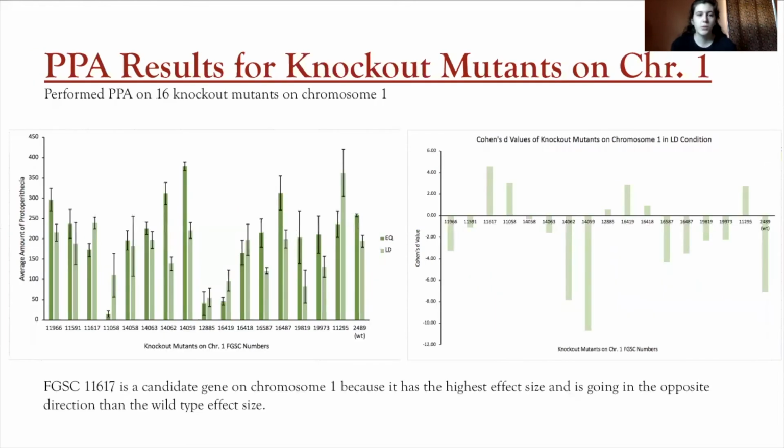We also performed the protoparesthesia assay on 16 knockout mutants on chromosome 1. And here's the raw data for chromosome 1. And here's the graph of the Cohen's d values in the long day condition. From this Cohen's d graph, we determined that the FGSC 11617 is a candidate gene on chromosome 1 because it has the highest effect size and is also going in the opposite direction than the wild type effect size.